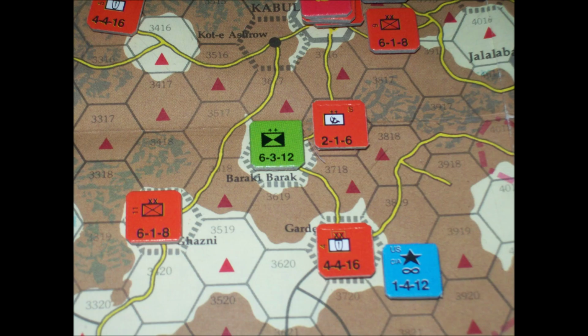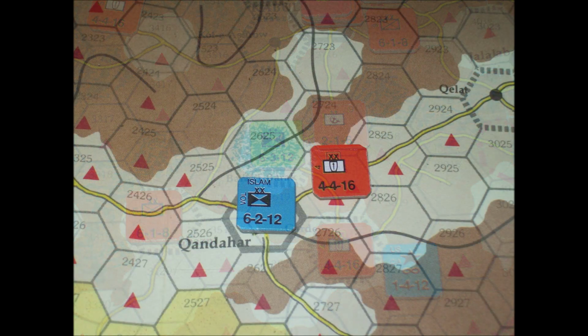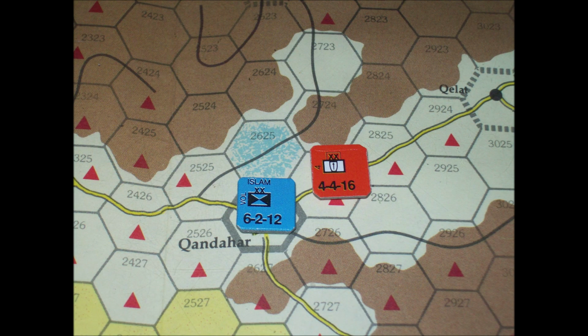Then I launched a military operation against the city of Kandahar, which was defended by the Islamic Volunteer Unit. The Afghani 4th Secret Police Task Force attacked that unit using the guerrilla table, and the Islamic unit was eliminated by attrition, and then the secret police were able to reoccupy Kandahar.